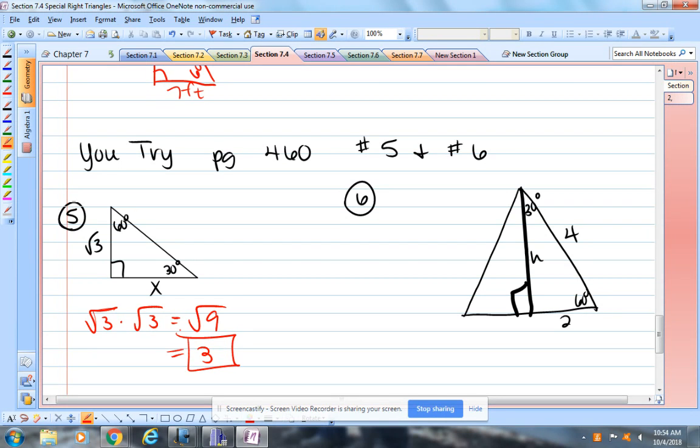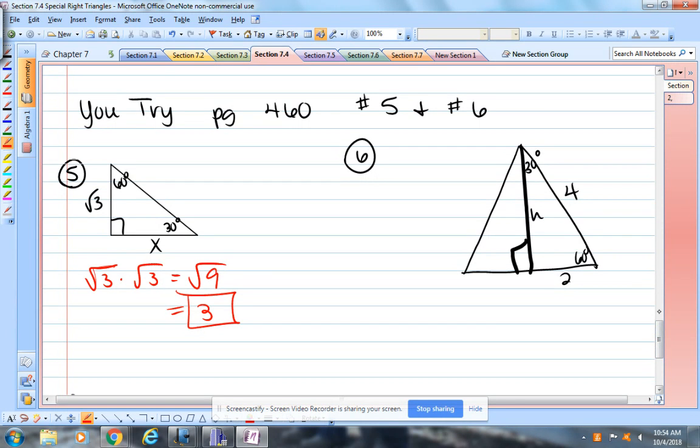So on 6, what kind of triangle do you have going on? It's a 30, 60, 90 again. And you're looking for H. Is H the hypotenuse, short leg, or long leg? It's across from the 60 degree, so it's the long leg. Did they give you the short leg? Yeah, so life is easy, right? How do you get the long leg if you know the short leg? It's 2 times radical 3, which is just plain old 2 radical 3. Raise your hand if you got 2 radical 3 for number 6.